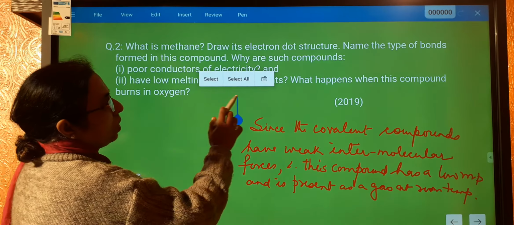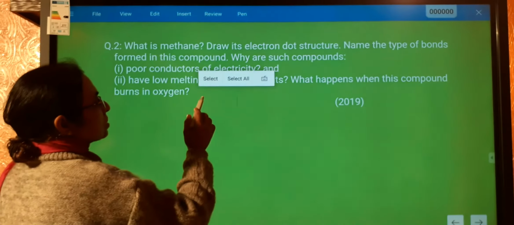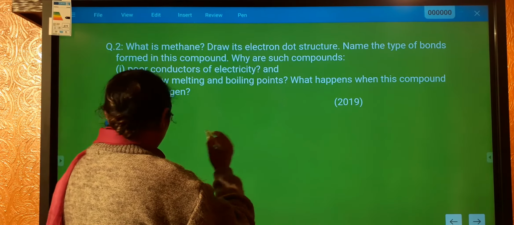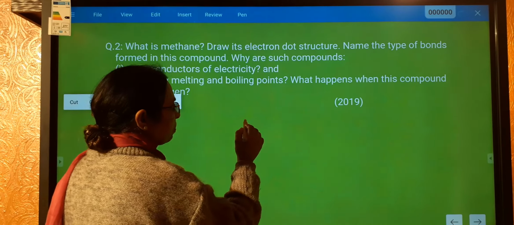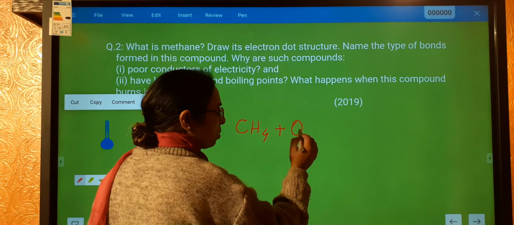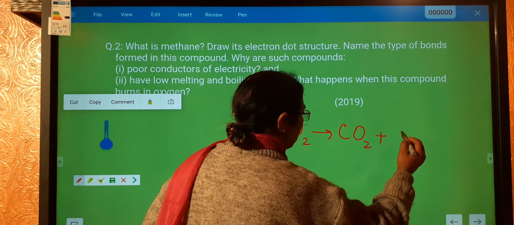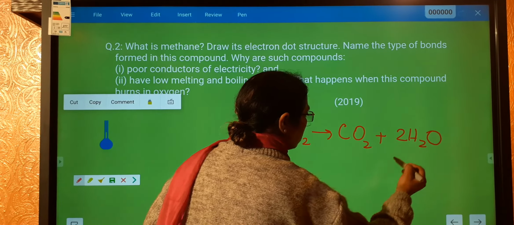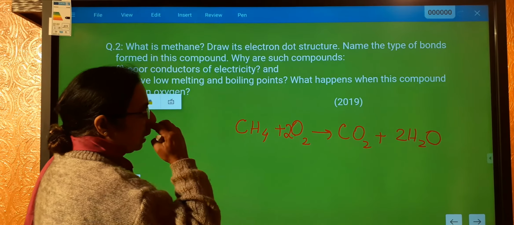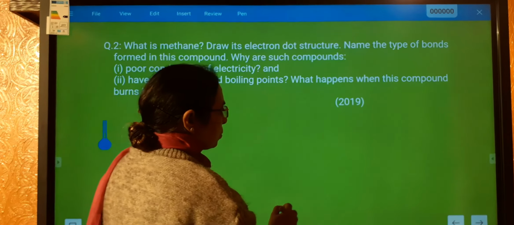Alright, then what happens when this compound burns in oxygen? This is a hydrocarbon. CH4, only carbon and hydrogen are present. And when this burns in oxygen, what will form? Carbon will become CO2 and hydrogen will become water, that is H2O. CO2 and H2O. So these are the products when it burns in oxygen. Alright, let us come to the next question.